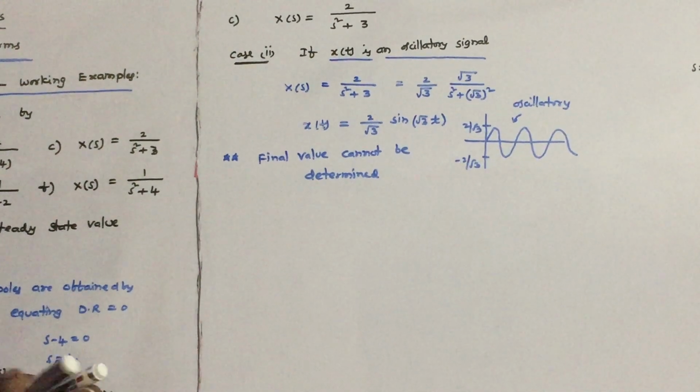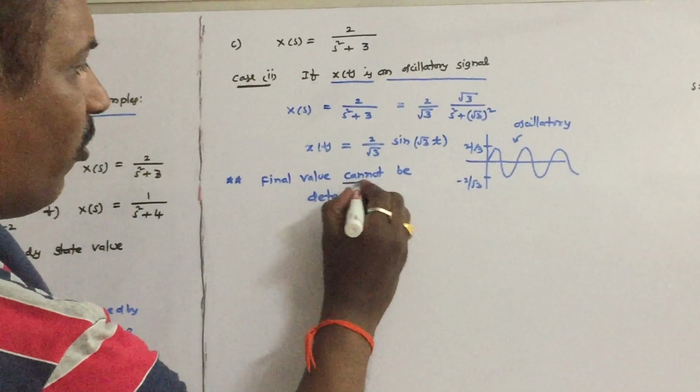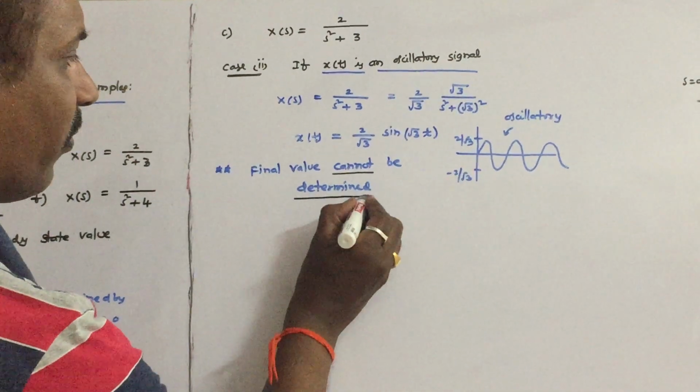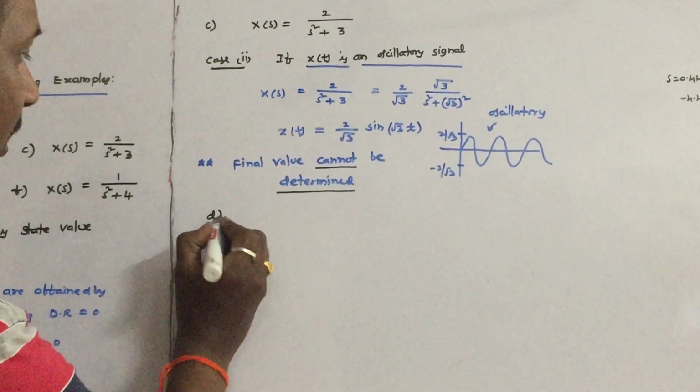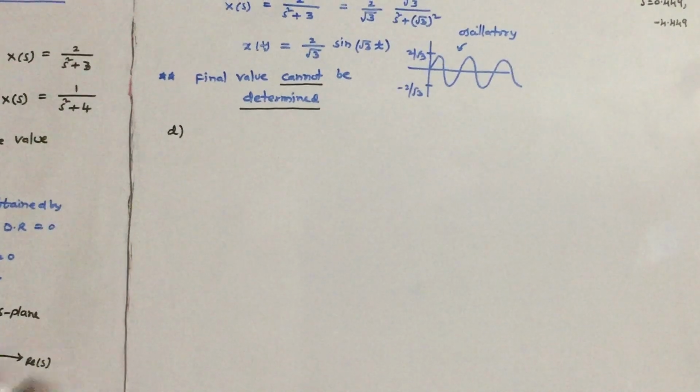So for the final value, which option is correct? Which one do we have to write? The final value cannot be determined. So this is the next problem, C. So next let us take the D question.